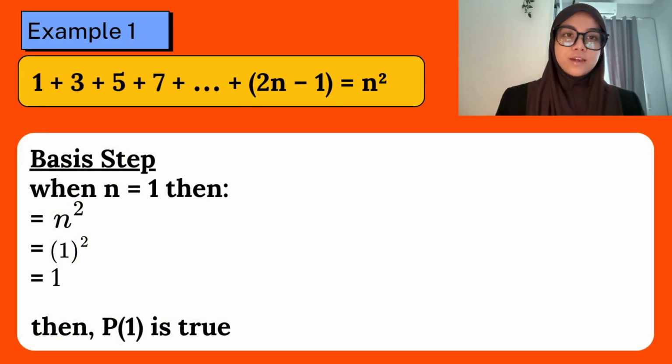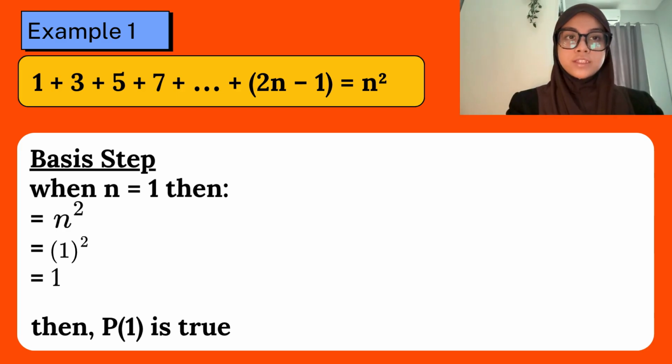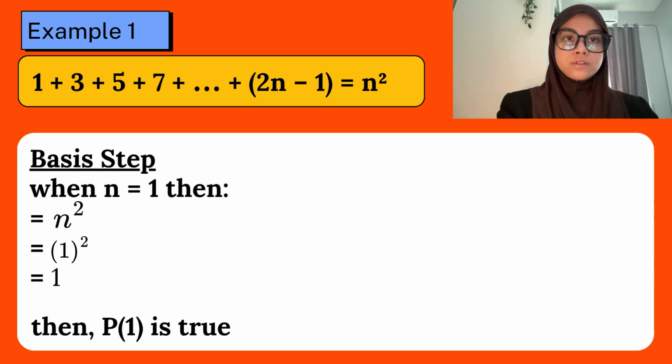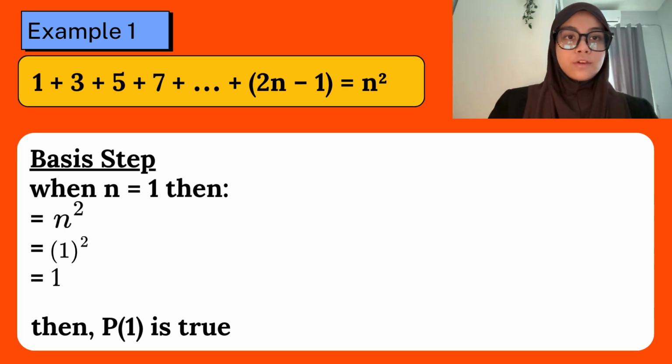Now let's look at our first question. We will start with the basis step first. First, we let n equal to 1. So the left hand side is 1 and the right hand side is 1 squared, which equals 1. Since both sides are equal, the statement is true for n equal to 1. Therefore, the basis step is proven.